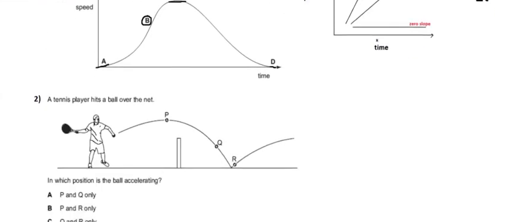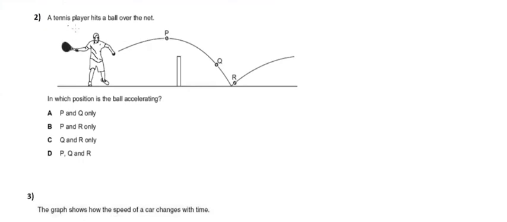Now the second question. A tennis player hits a ball over the net. You can see this tennis player is hitting a ball, and the ball is moving in this kind of trajectory or path. In which position is the ball accelerating? Whenever there is an object moving above the surface of the earth, the gravitational force is acting on it. I can select any point over the surface of the earth, and the gravitational force is acting at every point.